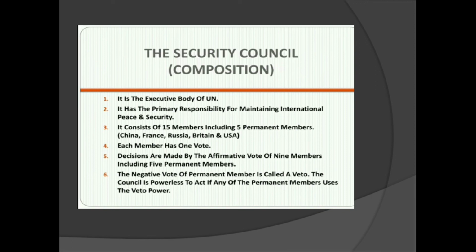This means that if any of the permanent members votes against any resolution, even if all the other members agree to it, this resolution cannot be adopted. So it goes powerless. If one veto comes in, the resolution cannot be passed. It cannot be adopted. So this makes the council go ineffective or powerless. So this is the Security Council, an executive body, and its composition with 15 members.